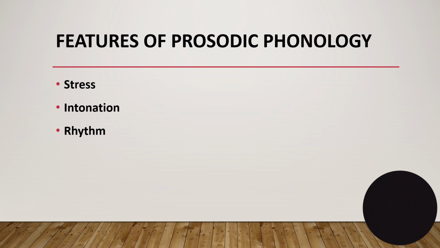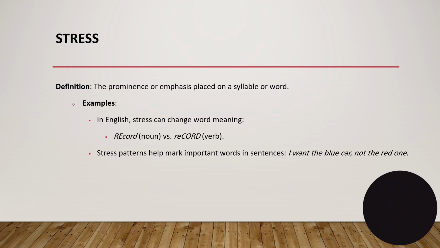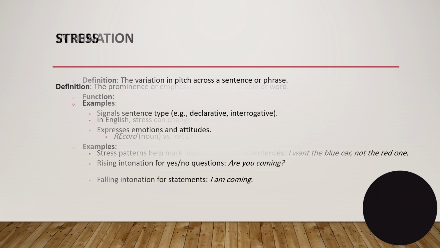Features of prosodic phonology. We have stress, intonation, and rhythm. Stress: the prominence or emphasis placed on a syllable or word. Example: in English, stress can change word meaning. Here, record, noun, versus record, verb. Stress patterns help mark important words in sentences. I want the blue car, not the red one.